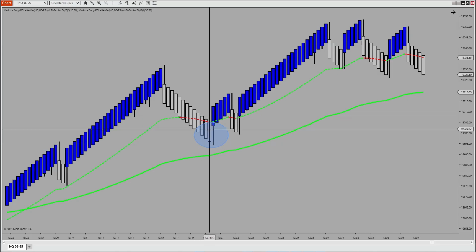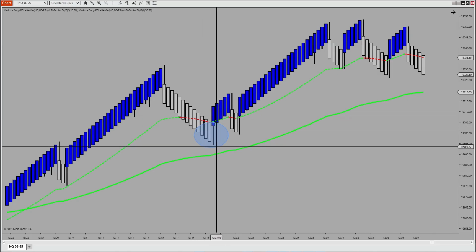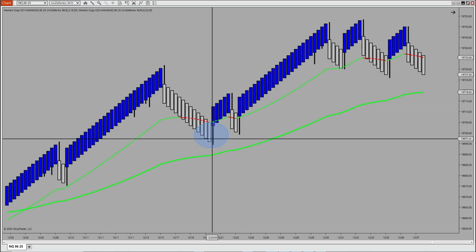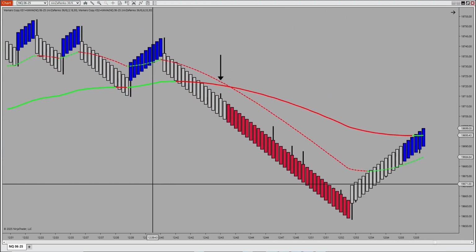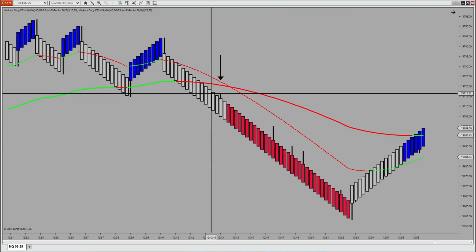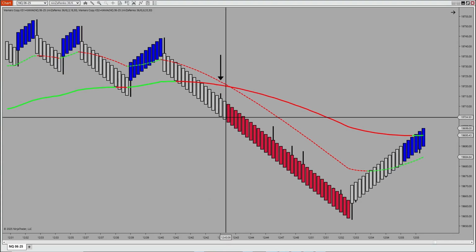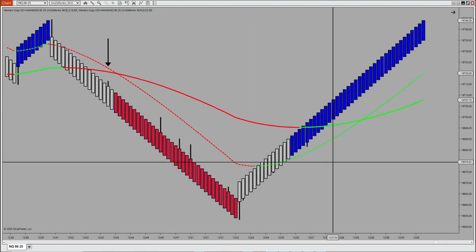I typically, once I get in, I move my stop loss down underneath this swing low, so we would have survived that, and that was a super good trade right there. This actually works. Nice wick trade down.